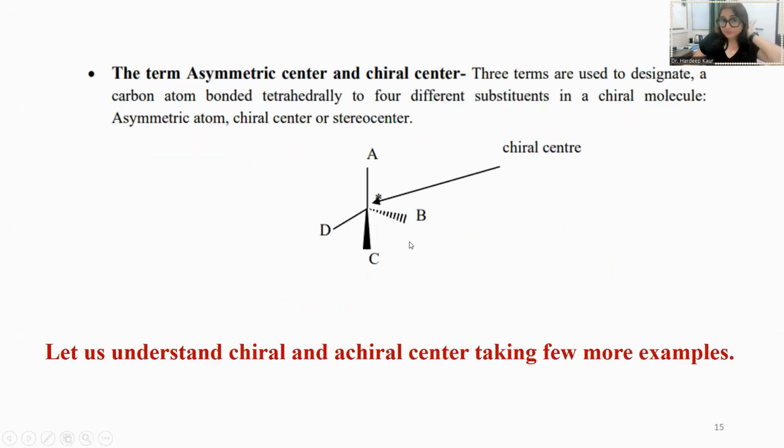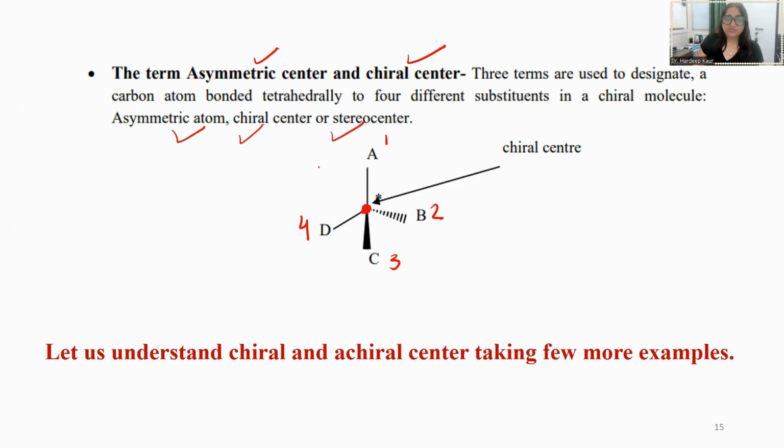Okay, so another term that you should know is the symmetric center, or chiral center. These are terms used to designate a carbon which is tetrahedrally bonded to four different substituents, like 1, 2, 3, and 4. So when a carbon is attached to four different groups, that is called a chiral center, and that whole molecule is called a chiral molecule. We can say it is an asymmetric atom, a chiral center, or a stereo center.